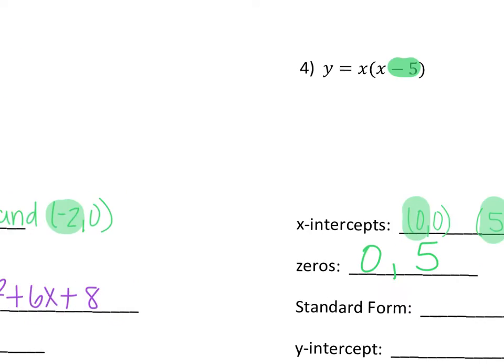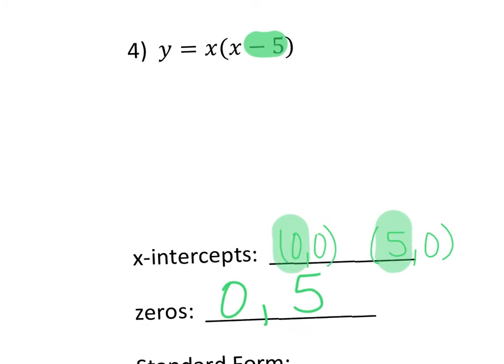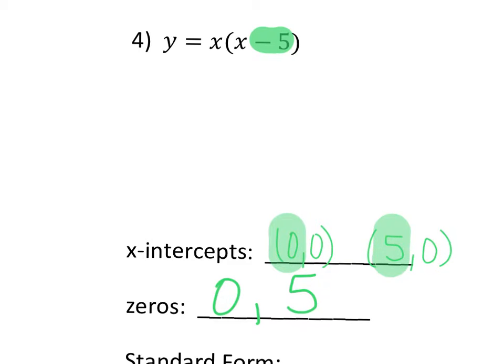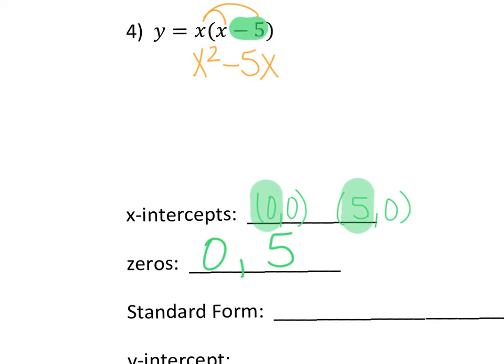And lastly, problem 4, I have y equals x times x minus 5, so I need to distribute. Well, I just have the x in front of the parentheses. X times x is x squared. X times negative 5 is negative 5x. I cannot distribute anything else, nor can I combine anything here. So I already have my standard form. Standard form would be y equals x squared minus 5x.